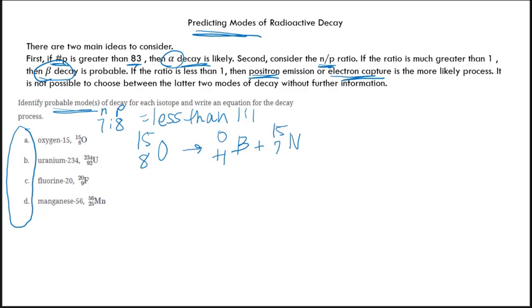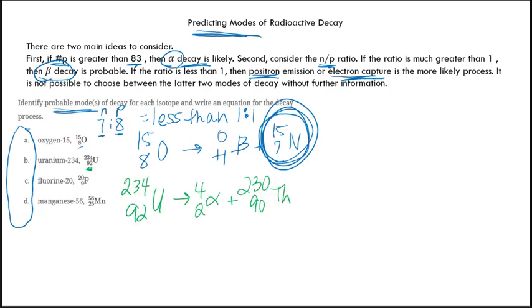For this first one, I looked at the neutron to proton ratio. So 15 minus 8 gave me a neutron count of 7, and obviously protons is 8. So it's less than the 1-to-1 ratio. It would either be a positron or electron capture. Here's how positron would look, giving me nitrogen 15. If I did electron capture and I had my 0 and -1 e on the left, I would have the same product, this nitrogen 15.